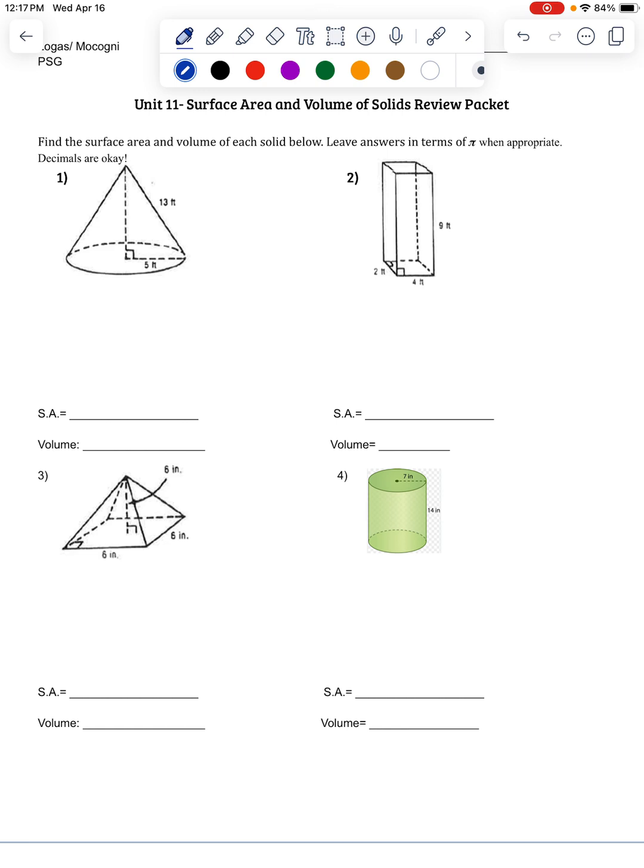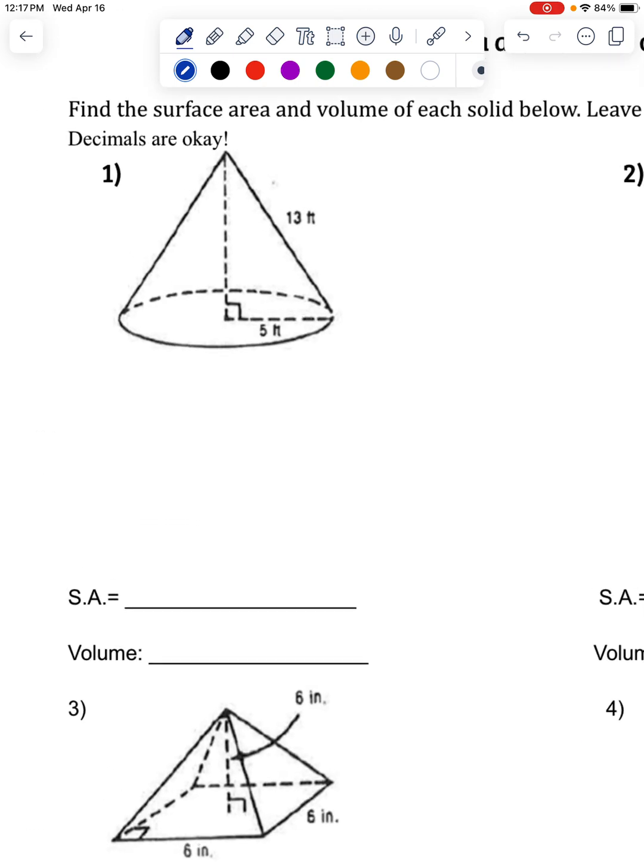Number 1, Unit 11. First thing, we've got to recognize, hey, this is a cone, which is the same thing as a pyramid. A pyramid, cone is a more specific type of pyramid. So the first thing I need to find is the perimeter of my base. When finding the surface area, remember the perimeter of a circle is the circumference, so 2 pi r, or 2 pi times 5, which is 10 pi.